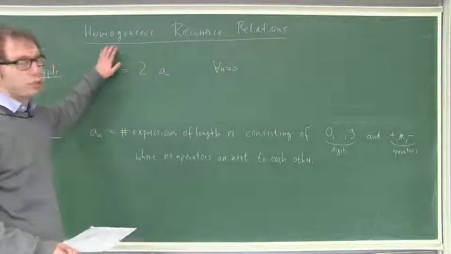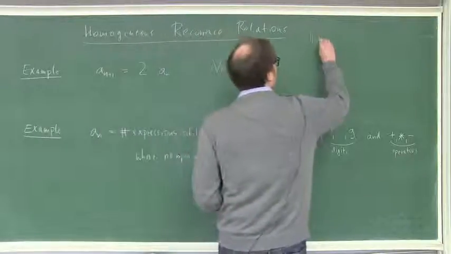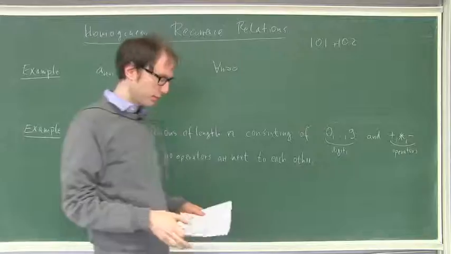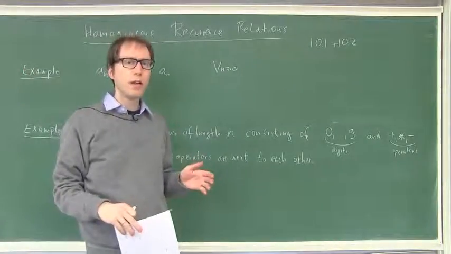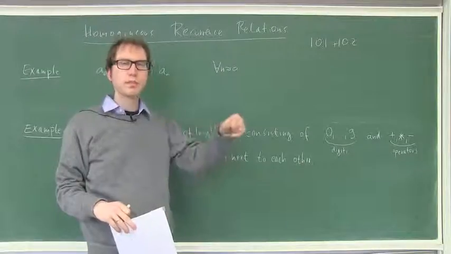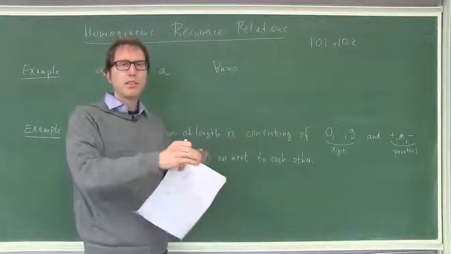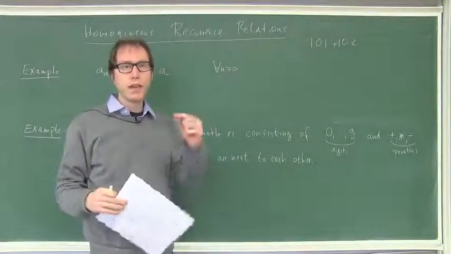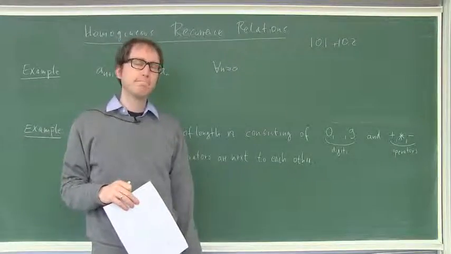Today we will talk about homogeneous recurrence relations. So this is 10.1 and 10.2 in the book. And what's the idea? The idea is if you have a sequence of numbers, and whenever you know the previous numbers, there's a rule how we can come up with the next number in that sequence, and that rule is called a recurrence relation.